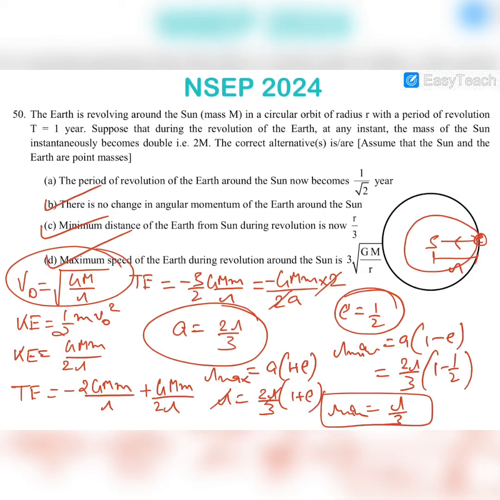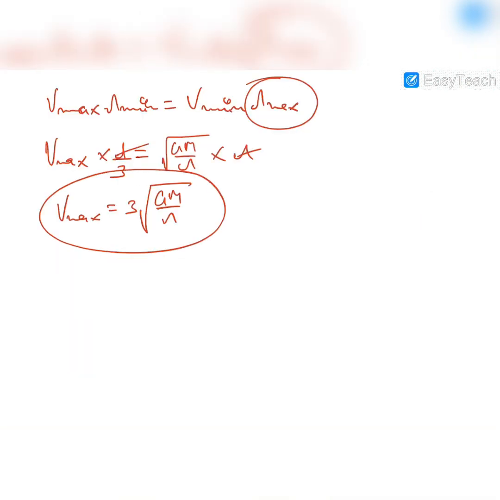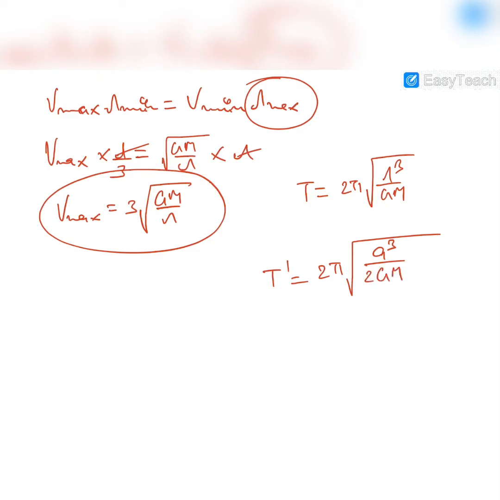And the time period of revolution of earth around the sun will be, now the initial time period T is 2 pi under root r cube by gm. Now we know that finally T dash, the time period, will be 2 pi under root of a cube, where a is the semi-major axis, and m is the mass of sun, so it would be 2m. Okay, so this will be the new time period. We know this formula already. We have derived it in the gravitation playlist. So this is the semi-major axis.